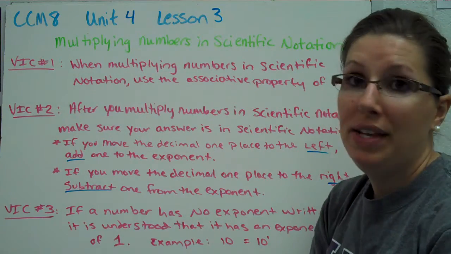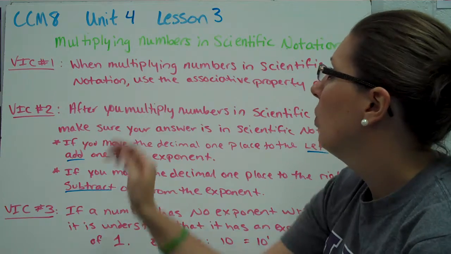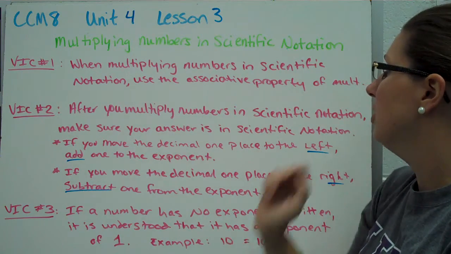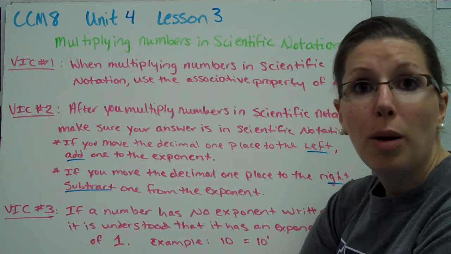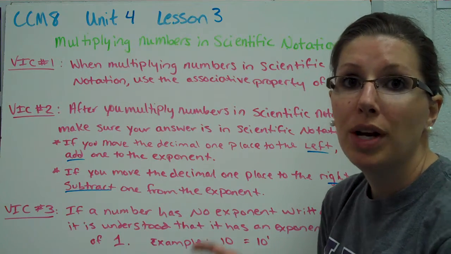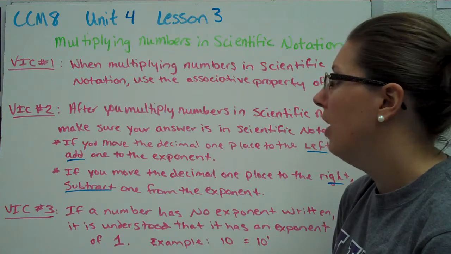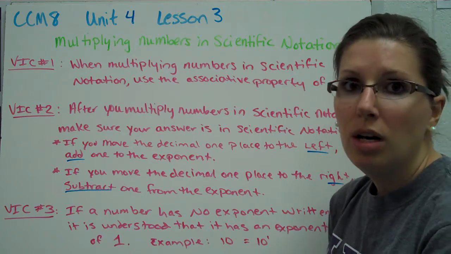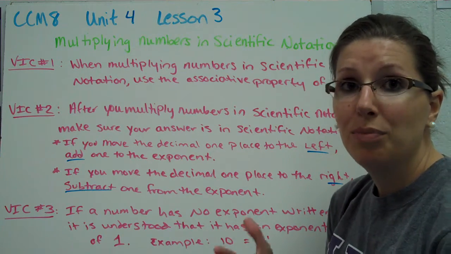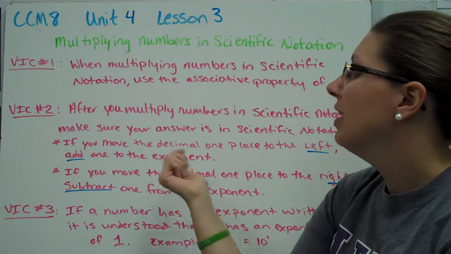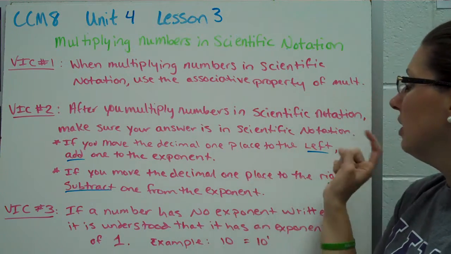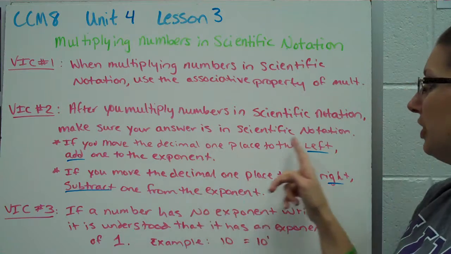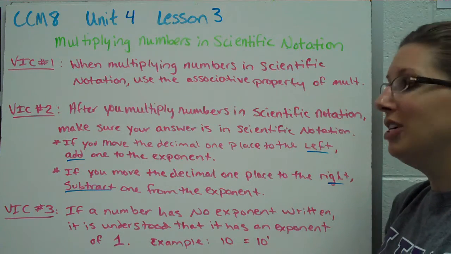So, Vic number 1, that stands for a very important concept. When multiplying numbers in scientific notation, use the associative property of multiplication. That means you can rearrange the order and the grouping of your multiplication so that you can easily multiply the numbers together. Vic number 2, after multiplying numbers in scientific notation, make sure your answer is in scientific notation.